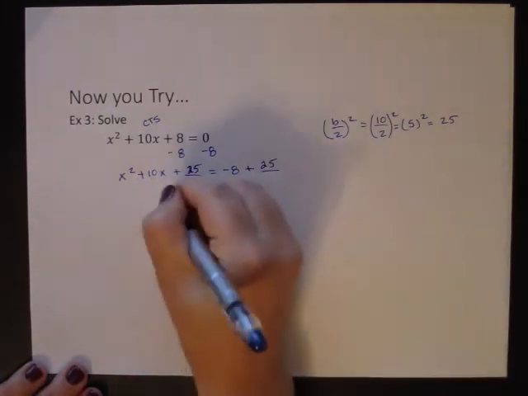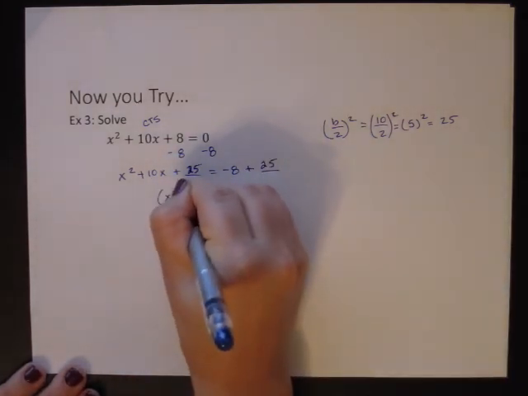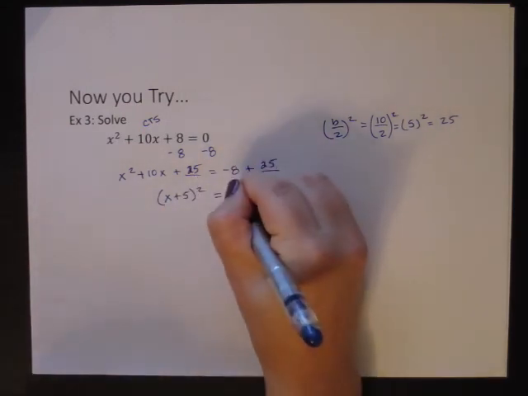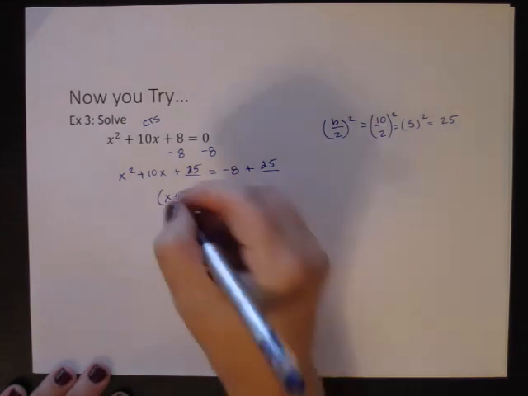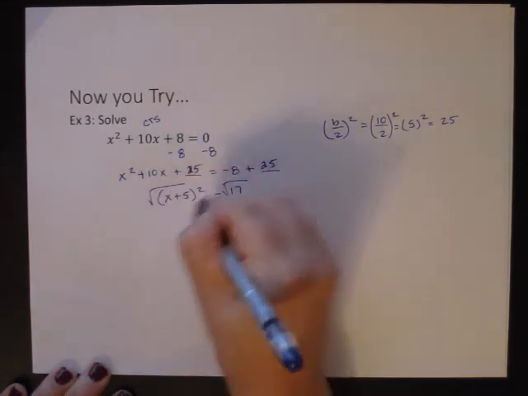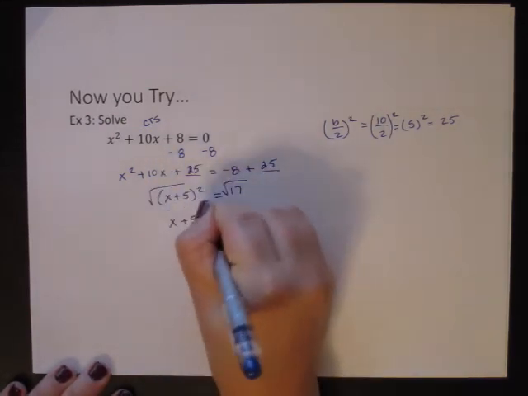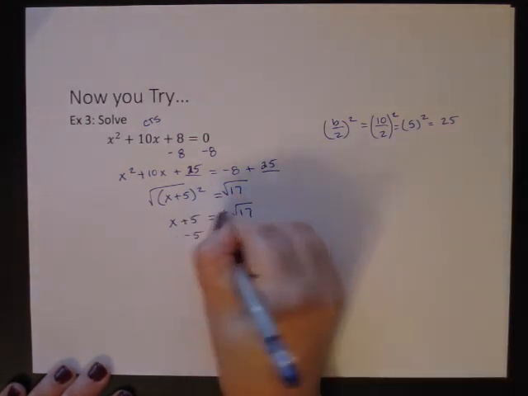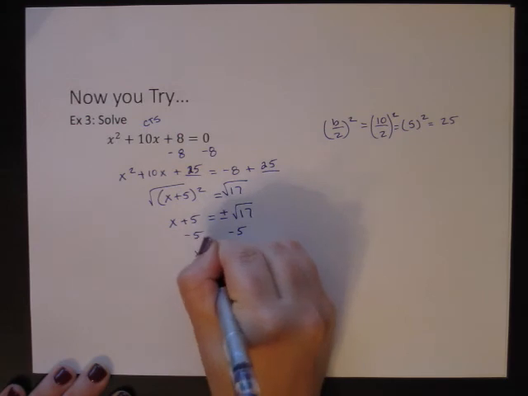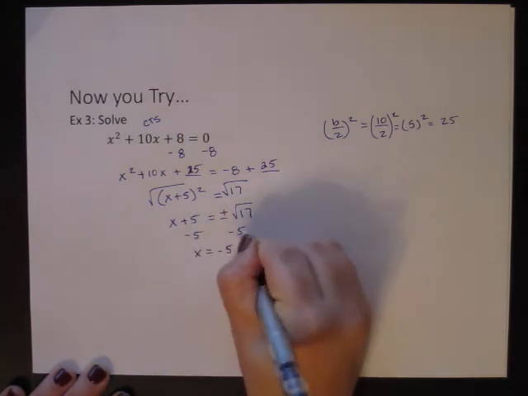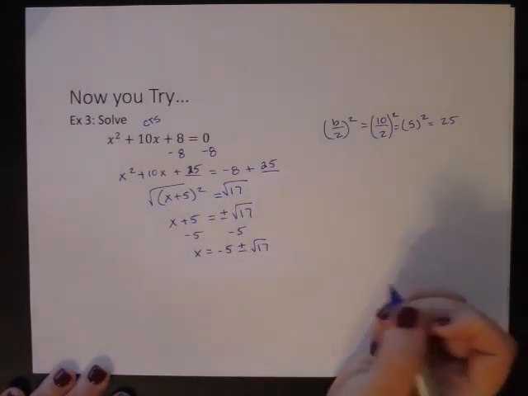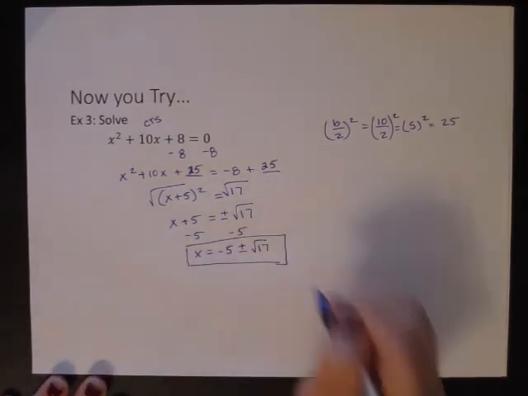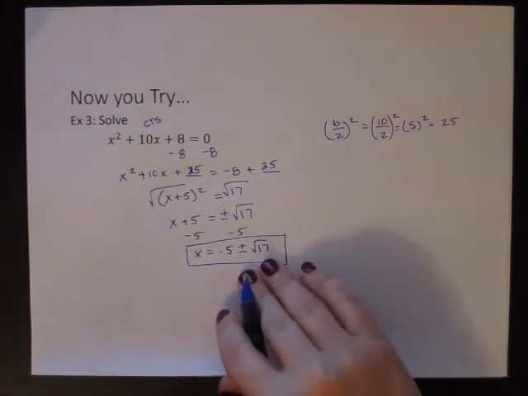Okay. So when I clean this up, this would be x plus 5 squared equals negative 8 plus 25 is going to be a positive 17. Then I finish it out using my square root property. So I got x plus 5 equals plus or minus the square root of 17. Then I subtract 5 on both sides, and I'm left with x equals negative 5 plus or minus the square root of 17. And I can't combine them because they both don't have radicals. Hopefully you did okay on this one.